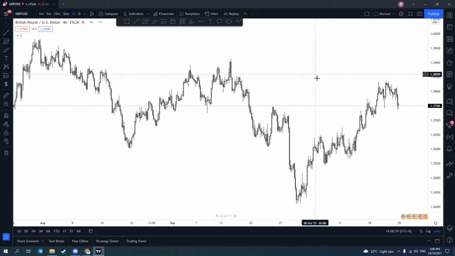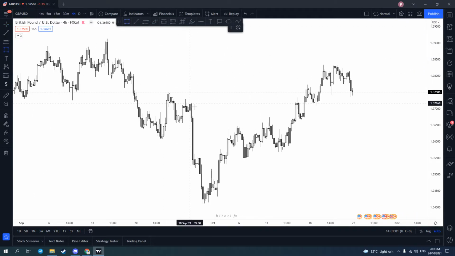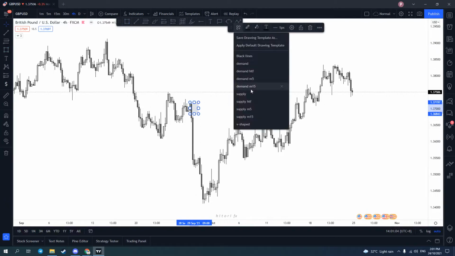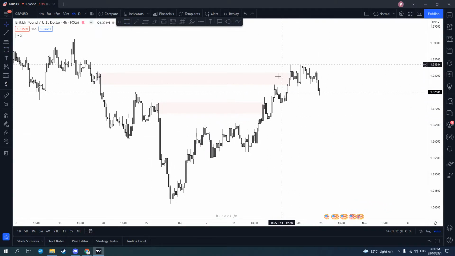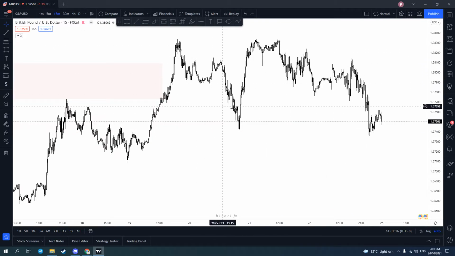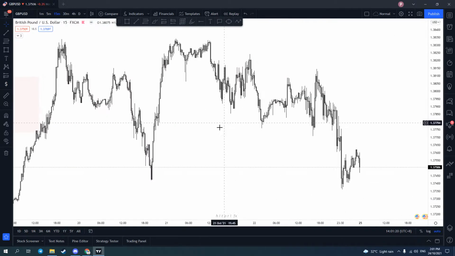What do we see? We do see some recent POIs right here, like this supply being broken out of, and this one as well being broken out of. So this is where we are in the market right now. Drop down to the 15-minute. This is Friday's price action. Somewhere here. Yeah, this is Friday's price action.